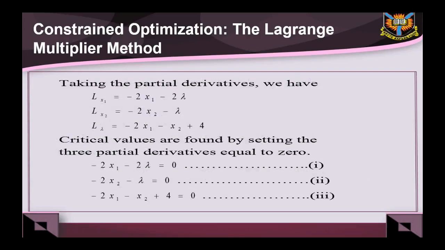Lx2 equals minus 2x2 minus lambda. L lambda equals minus 2x1 minus x2 plus 4. Critical values are found by setting the three partial derivatives equal to 0. Minus 2x1 minus 2 lambda equals 0, which is equation 1. Minus 2x2 minus lambda equals 0, that's equation 2. Minus 2x1 minus x2 plus 4 equals 0, that's equation 3.